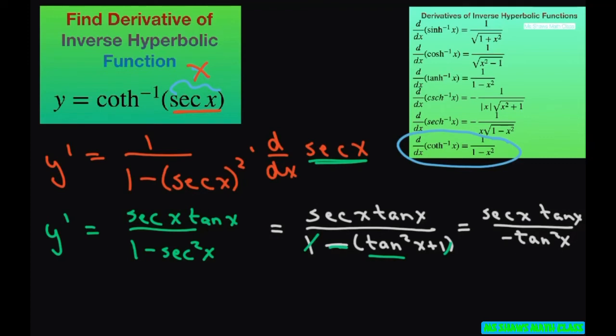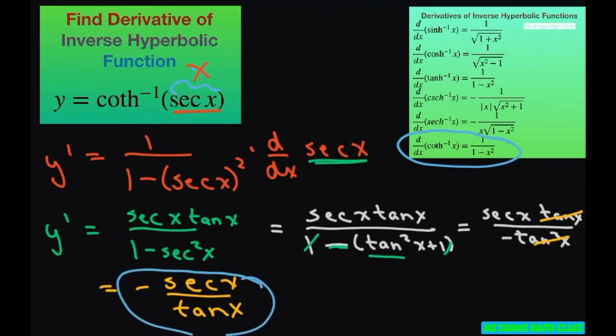All right. Now let's go ahead and rewrite this. We have this tan x will go into tan x squared. So we're going to get this equals negative secant of x divided by tan of x. Now in the next slide, all I'm going to do is rewrite this in terms of sine and cosine and see if I can simplify it further.